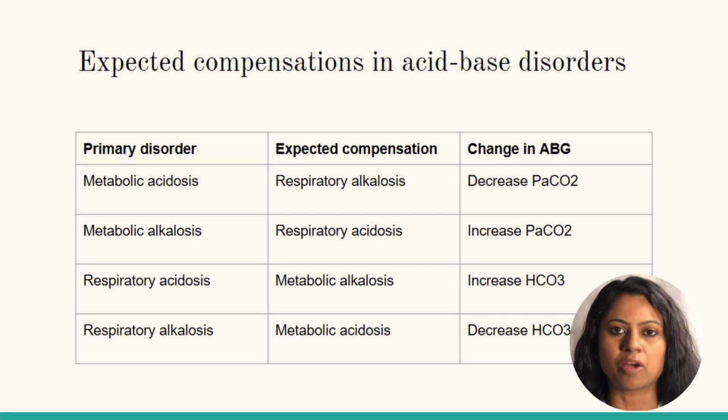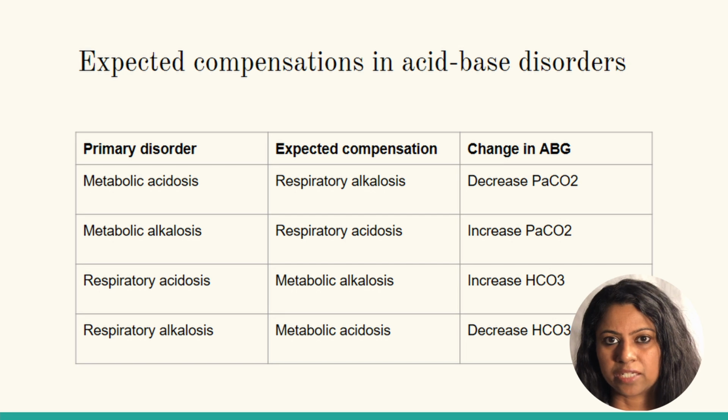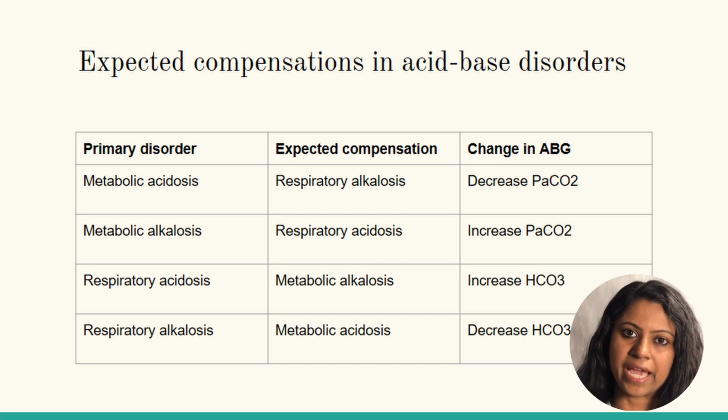Let's talk a little bit about compensations in acid-base disorders. Whenever there is a primary acid-base disorder, the body tries to compensate to bring the arterial pH back to normal, and that's called a compensation. It is always exactly opposite to the primary disorder. For example, if the primary disorder is a metabolic acidosis, the compensation is exactly opposite to it, which will be respiratory alkalosis. On the other hand, if the primary acid-base disorder is metabolic alkalosis, then the compensation is going to be a respiratory acidosis, and so on.